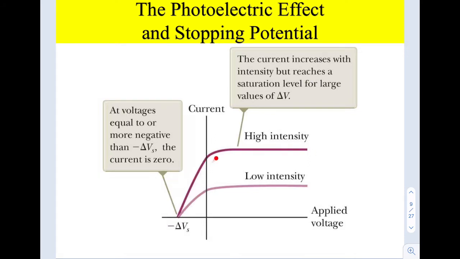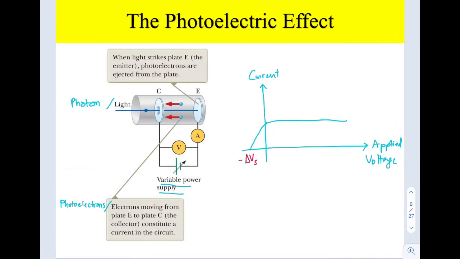But then the amount of the current produced will be bigger because of the higher intensity of the second light or wavelength being used. However, the pattern is still the same, and the value is still the same for negative delta Vs. How to do the negative delta Vs? We are going to change this.